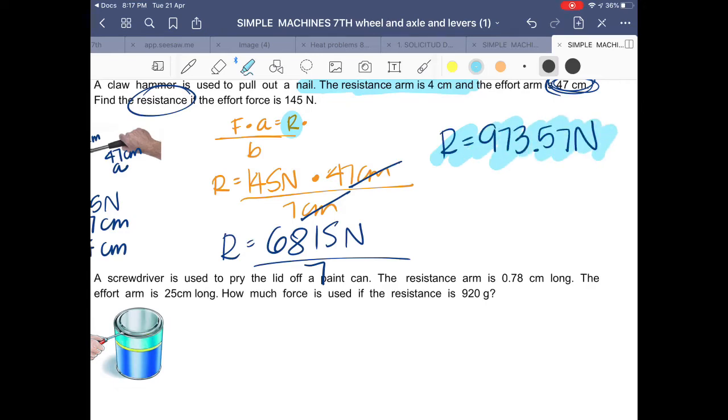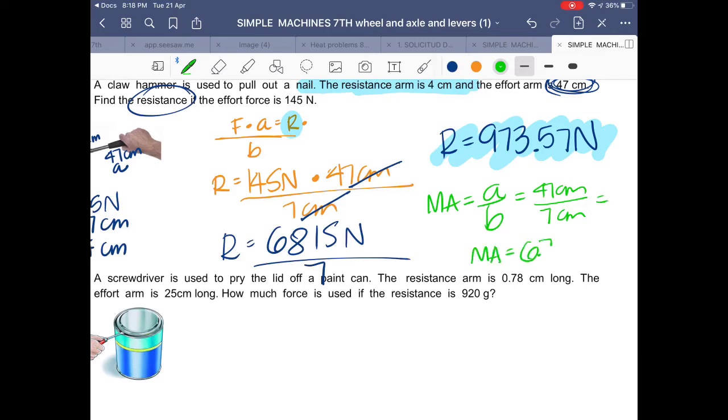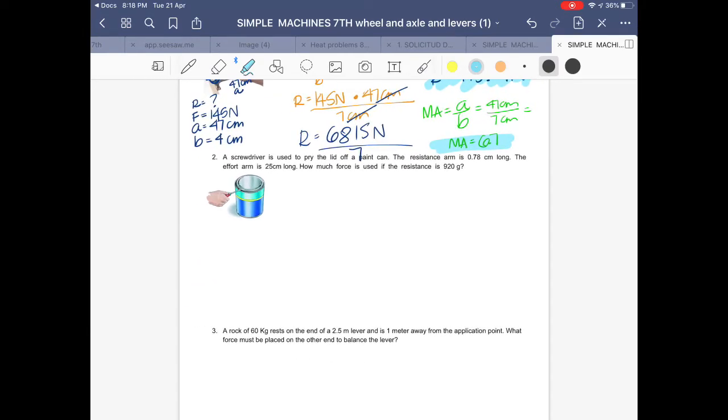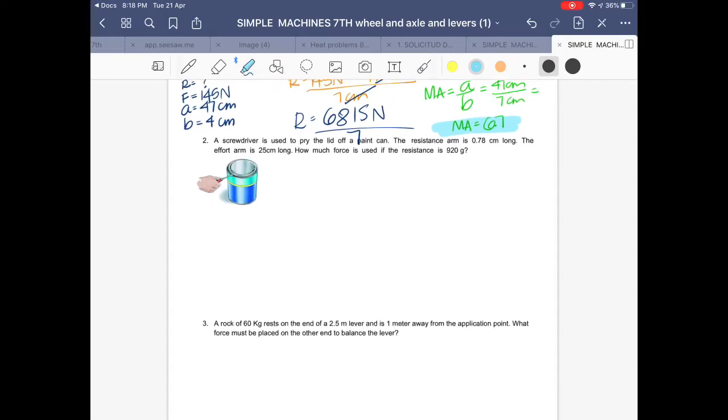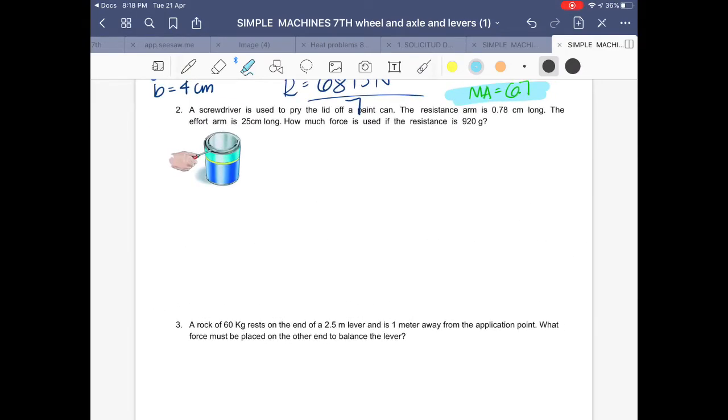Now let's find the mechanical advantage. Mechanical advantage of a lever will be A divided by B. So A equals 47 centimeters divided by 4 centimeters, 11.75. Remember, we do not have a unit. Okay, let me do number 3 with you guys. Try to do number 2 by yourselves.